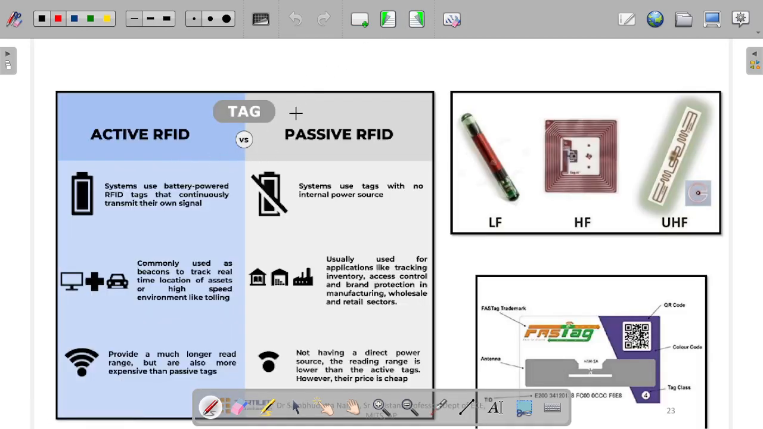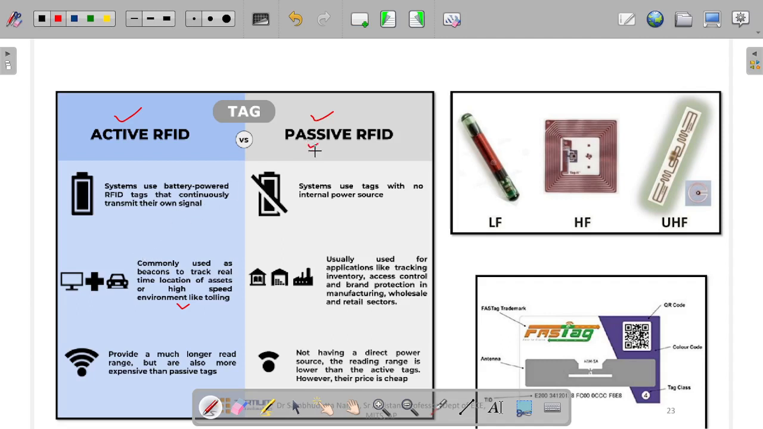Now we will see the different types. Two types of RFID tags are there. One is active RFID, one is passive RFID. So what is active RFID? Active means the system contains a battery, meaning the RFID system needs a battery to operate. So it can generate its own signal and send the signal. It is commonly used as beacons to track the real-time location of assets or in high-speed environments like tolling. It provides a much longer read range, because it uses its own power, so the signal that is generated can travel a longer distance.